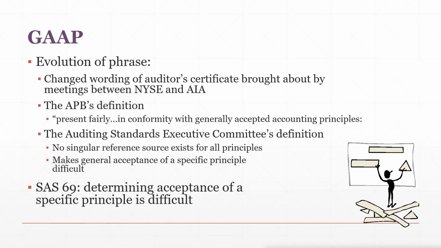We had the evolution of the phrase, so changing wording of the auditor's certificate brought about by meetings between the New York Stock Exchange and the American Institute of Accountants. The APB's definition: present fairly in conformity with generally accepted accounting principles. And the Auditing Standards Executive Committee definition said that no singular reference source exists for all principles and makes general acceptance of specific principles difficult. So SAS 69 was put in place to determine acceptance of a specific principle, and it recognized that it's difficult to do so.